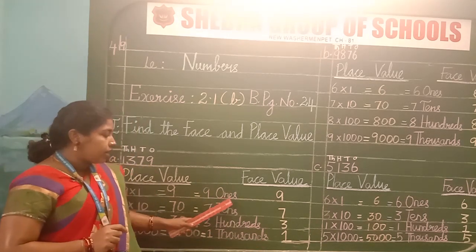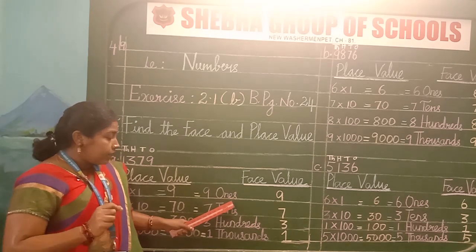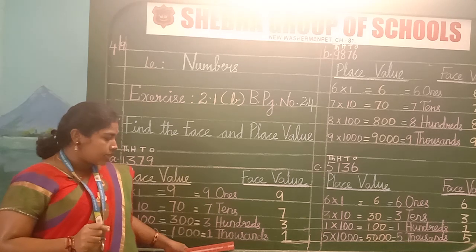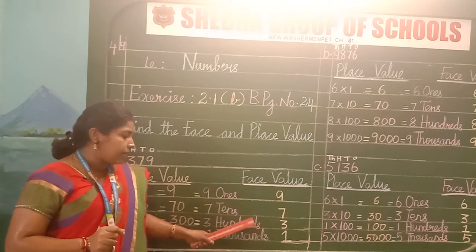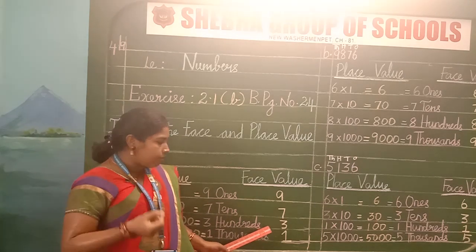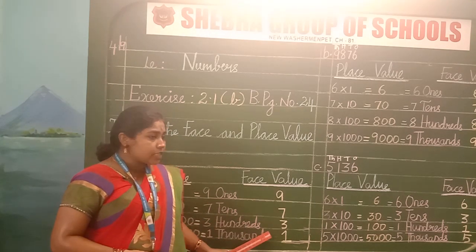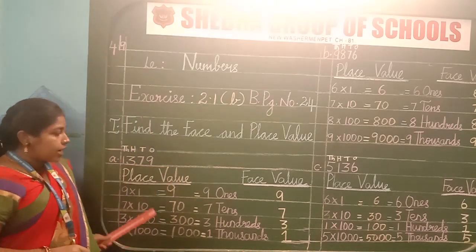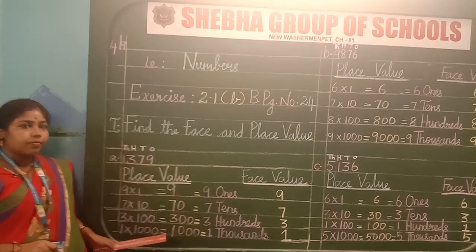Just check whether you have written ones, tens, hundreds, thousands. Just check it out. Check the spelling. Spell it and write, children. And in the face value column you have to write 1. Clear children? Any doubt on this?